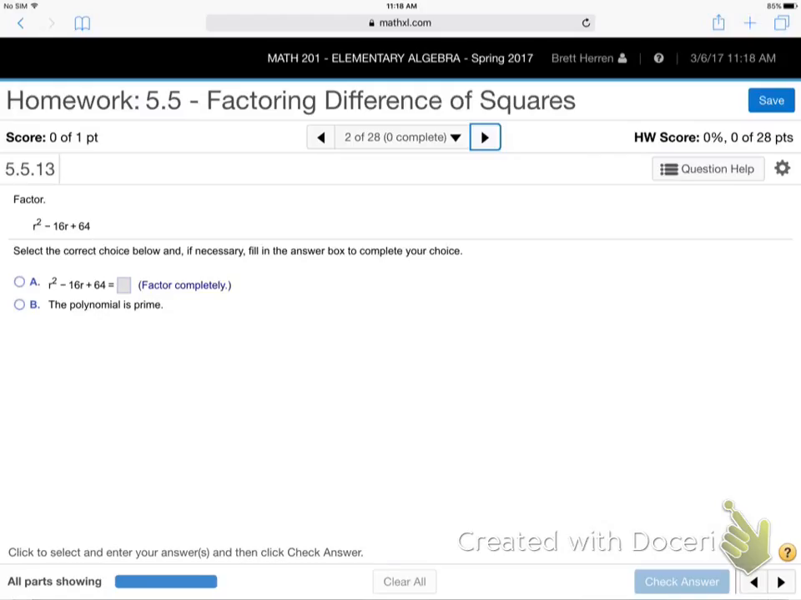Okay, let's try that one. So same kind of thing. See what you can do. Can y'all read that okay? I'm going to make it x. X squared minus 16x plus 64. So, what's the first question you ask?